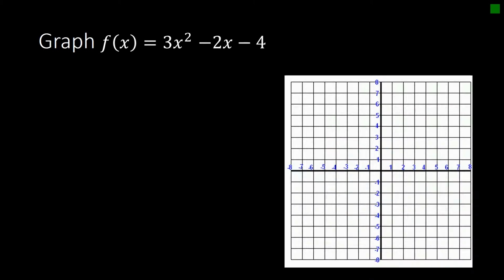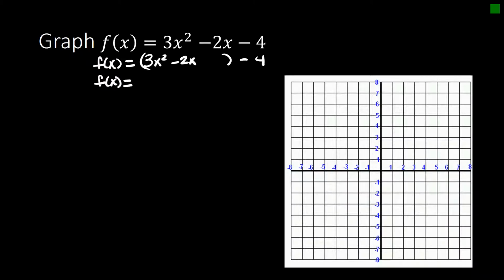So, got another one. Now, this one's going to be a bit more complicated because here a is 3. So we have 3x² − 2x − 4, and we want to get this in standard form. So remember, we're going to gather our x² and our x terms. I'm going to write that 4 out to the side.